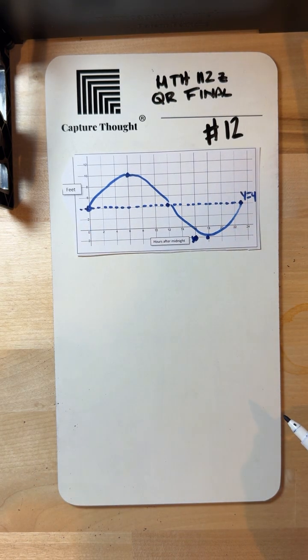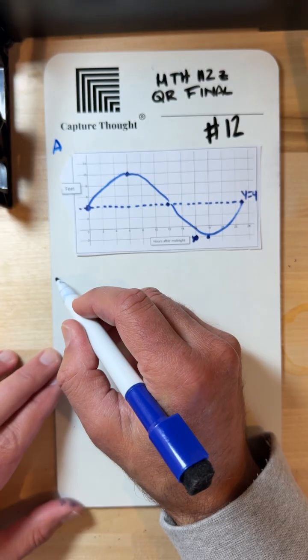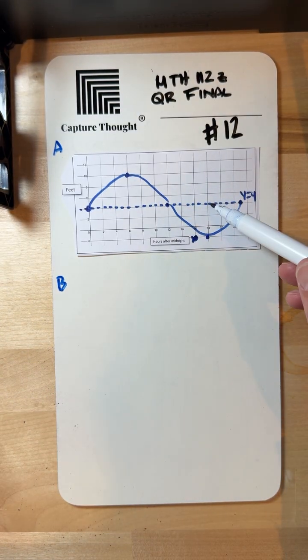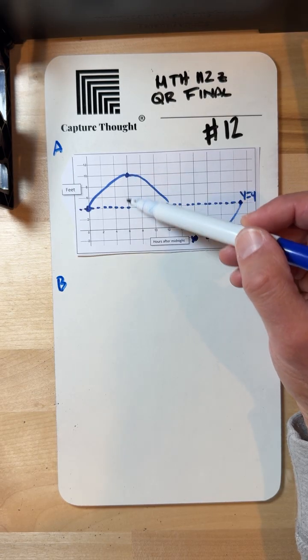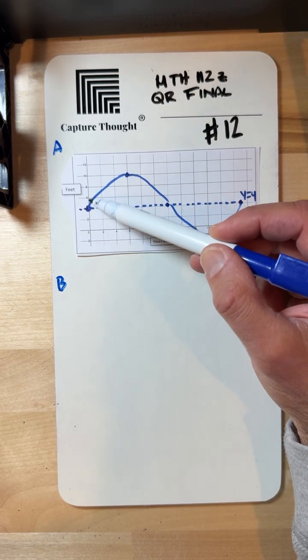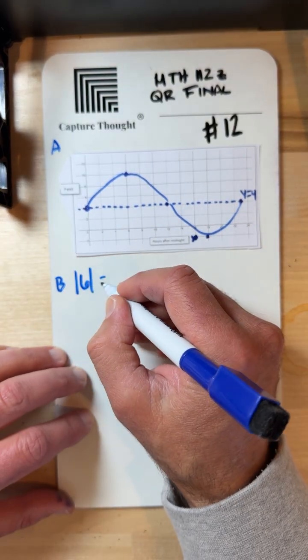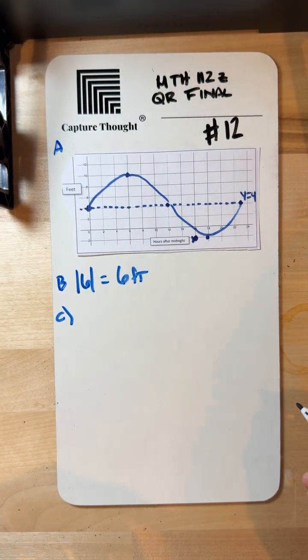Okay, that's part A. Part B says, what's the amplitude? The amplitude is the distance from the midline, which is y equals 4, to the high or the low spot. So you can just count. 1, 2, 3. So that is 3 increments of 2. So that is 4, so that's going to be a high tide of absolute value of 6. So that's just 6 feet, right? That's our amplitude.